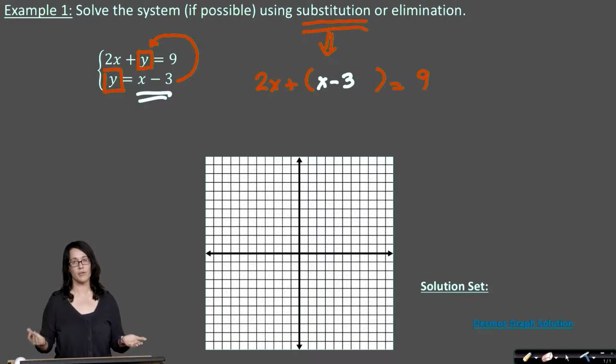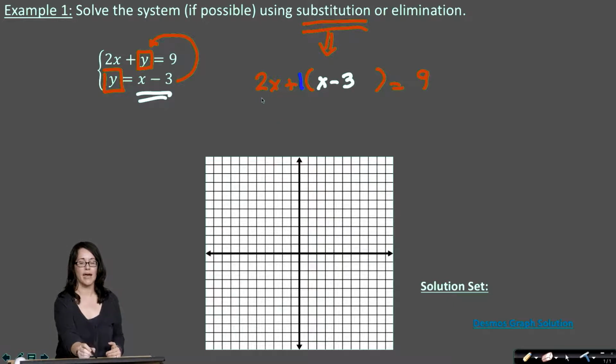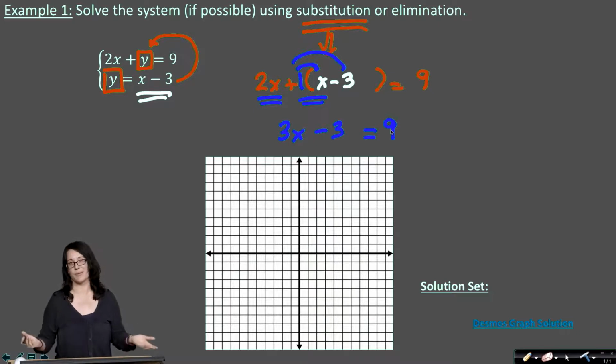That's why it's good form to put the parentheses in case there is a distribution needed. But here, since this is just a 1, there's really no need. You would have 2x plus 1x, which is how many x? 3x, good. And then you'd have 1 times negative 3, which is negative 3, equals 9. You didn't have to show that distribution because it was just multiplying by 1, which doesn't change anything.